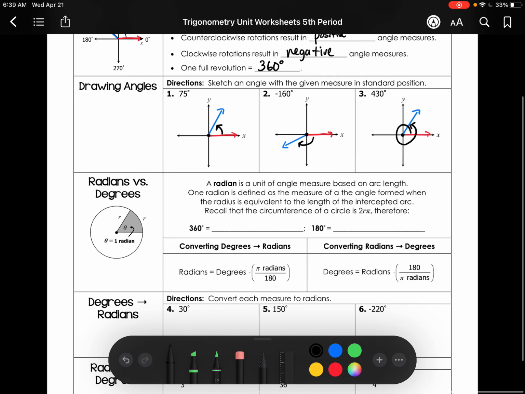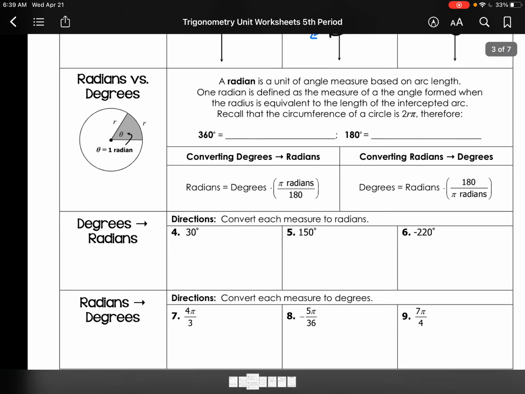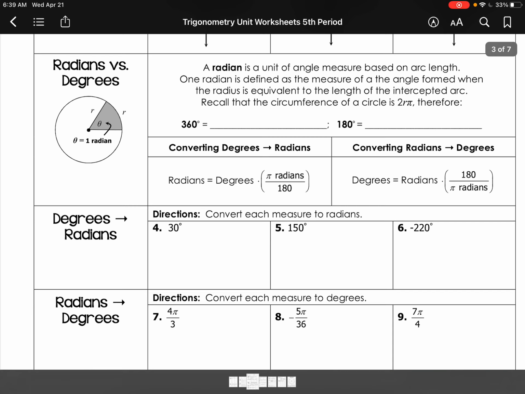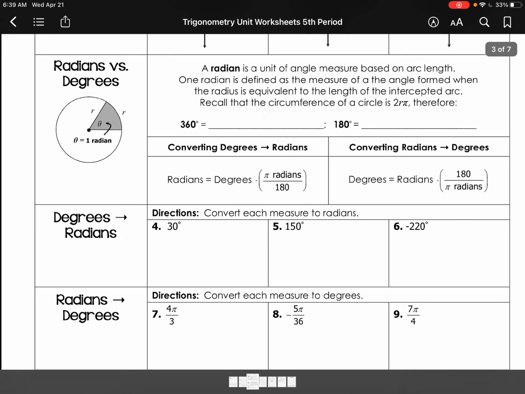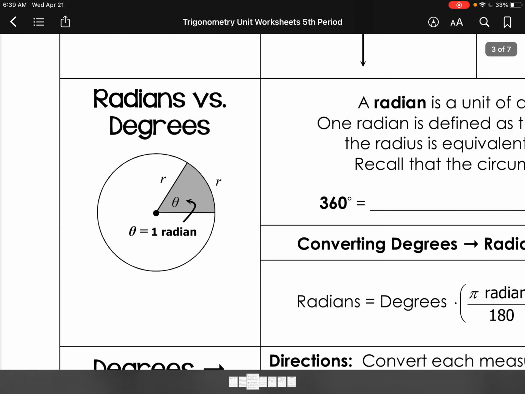All right, so hope that made sense. Now let's talk about radians versus degrees. First, what radians are. I'm going to try to explain this in the simplest terms because the notes here can be a little confusing, but essentially a radian is another way to measure an angle.